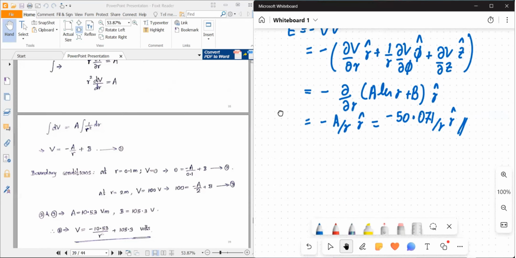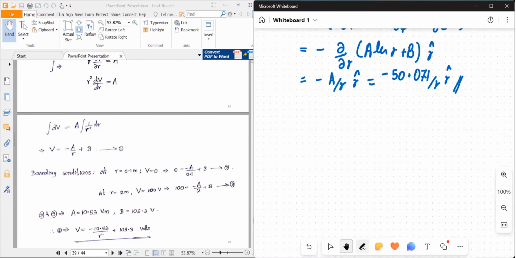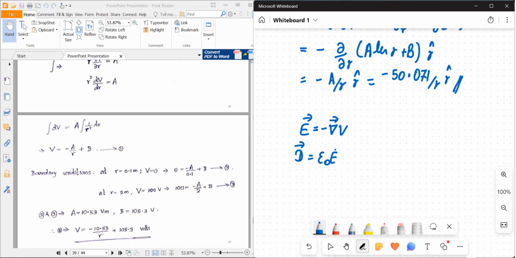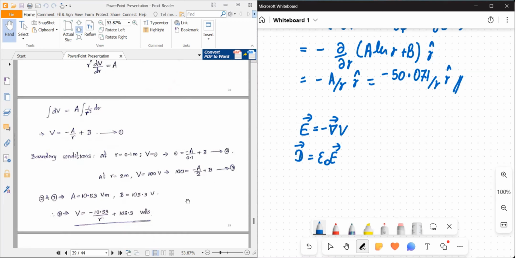Once we know the potential function, we can easily calculate the electric field and the electric displacement field. E is equal to minus gradient of this electric potential, and the electric displacement field D is equal to epsilon naught times E. Okay, so that is how we can calculate the electric field and the electric displacement field once we know the electric potential.